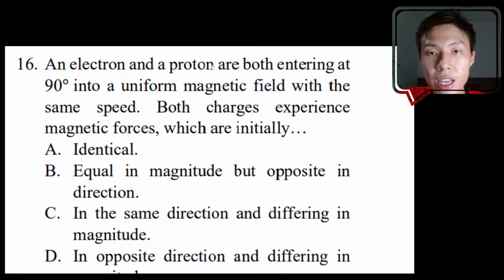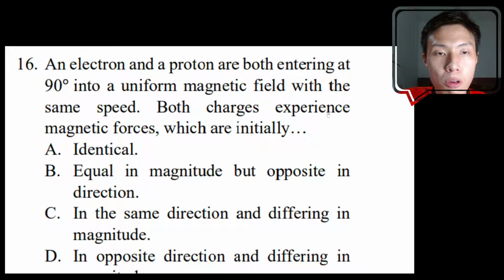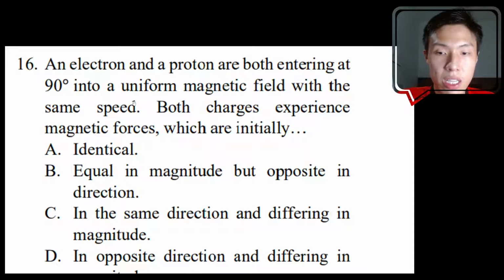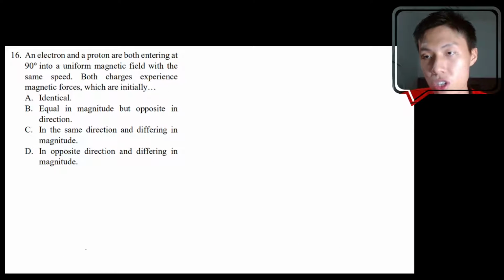An electron and a proton are entering at 90 degrees into a uniform magnetic field with the same speed. Both charges experience magnetic forces, which are initially... okay, so now they ask about the magnetic force initially. Initially means when the electron and the proton just enter the uniform magnetic field, at 90 degrees to the field, with the same speed. Okay, so let's try to draw the situation.